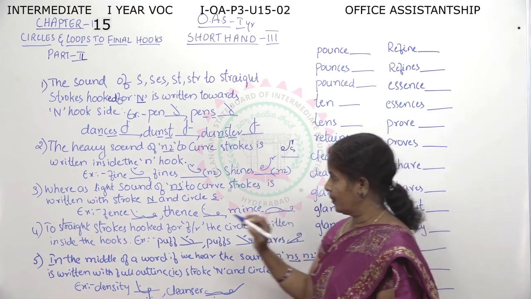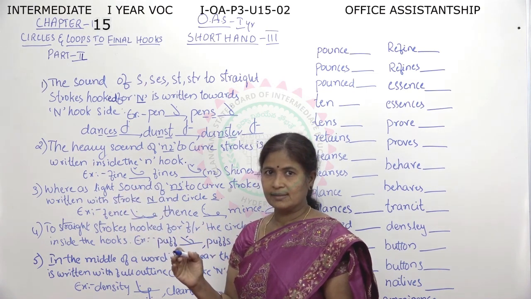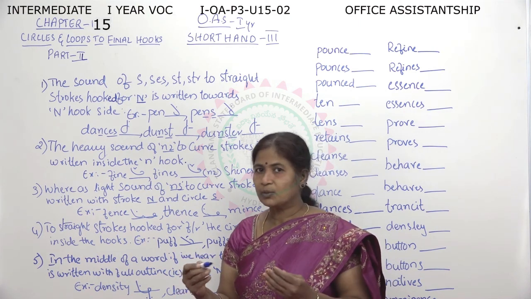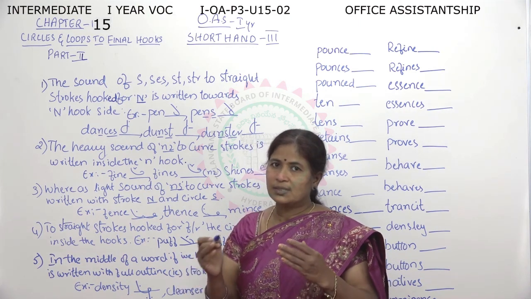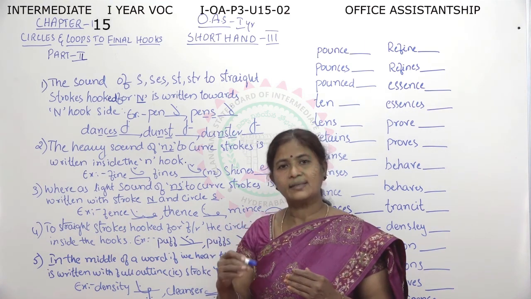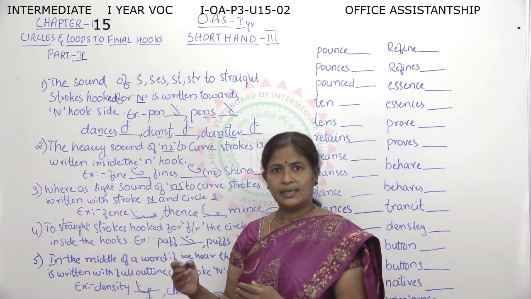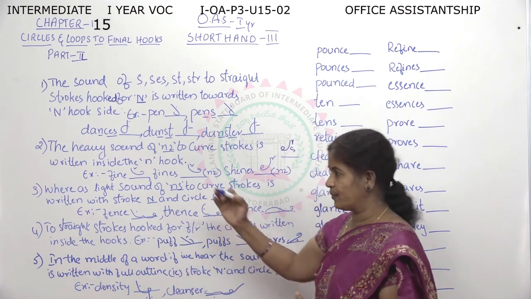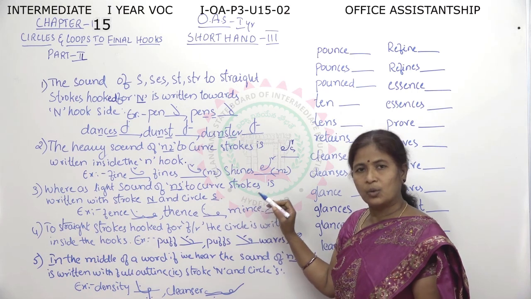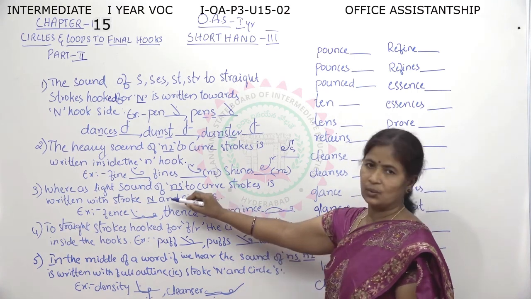Okay. Now, whereas a light sound of ends, fence, tens, mins, lands, evens, how is the sound coming? Ends. So the light sound of ends to curve strokes is written with stroke n and circle s, and the heavy sound of ends is written inside the n hooks. Okay, that's the difference. A light sound of ends to curve strokes hooked for n is written with stroke n and circle s.